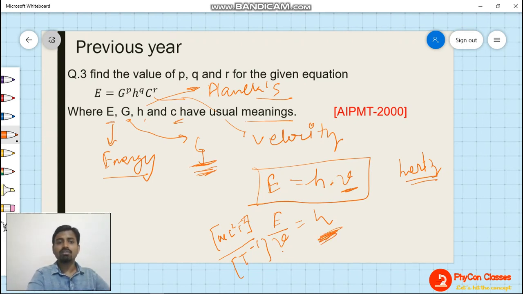Now keeping all these dimensions, you have to find out the P, Q and R values. Just comment your answer in the comment box and I will check it.